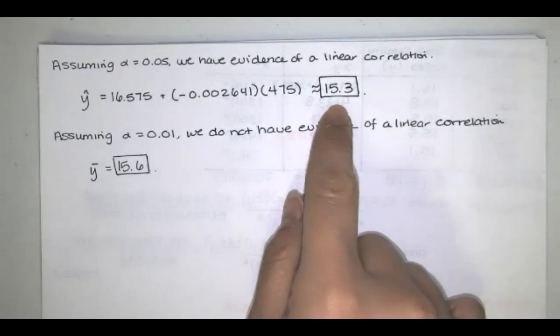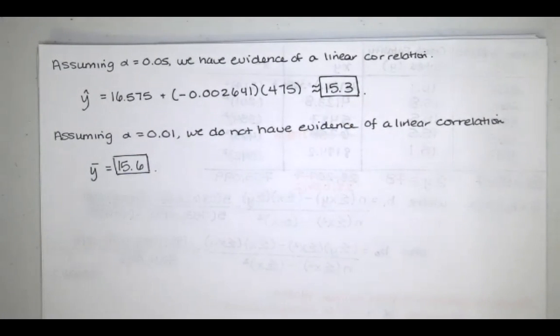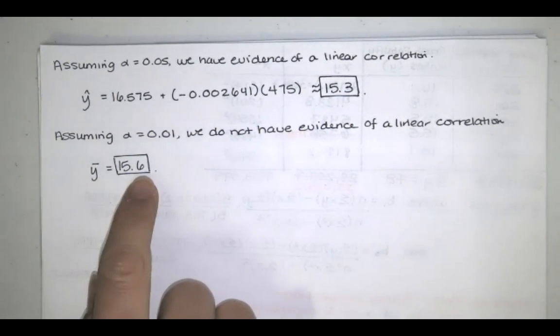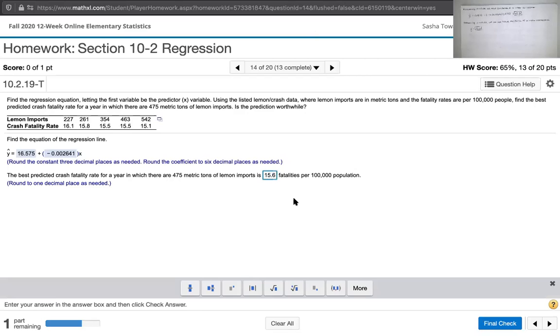So they didn't like this answer. So I guess we must be in this case where we're assuming we don't have evidence of a correlation. In that case, the best predicted value of Y when X is equal to 475 is 15.6. Actually, I just noticed that I typed 15.6 last time when my answer was 15.3. So 15.6 actually doesn't work. That is the answer we would type in if we had no evidence of a linear correlation. If we do have evidence of a linear correlation, so that's alpha equals 0.05, then it should be 15.3.